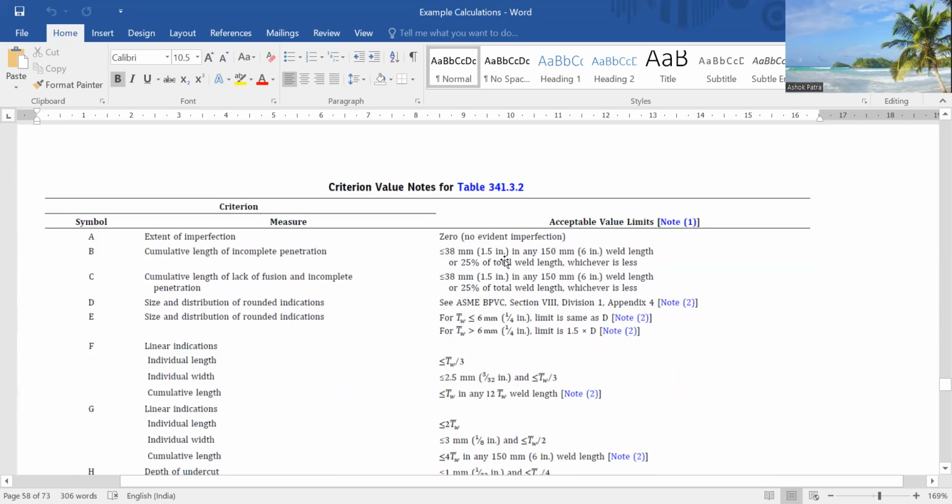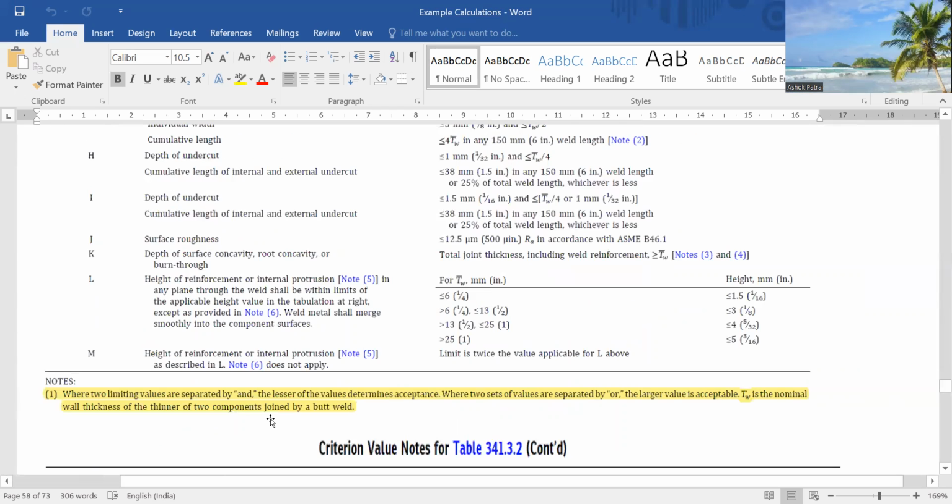A is the extent of imperfection, 0: no evident imperfection. B, cumulative length of incomplete penetration less than or equal to 38 mm, 1.5 inch, sorry, in any 150 mm, 6 inch weld length, or 25% of the total weld length, whichever is less. Like that A, B, C, D, E, F, G, H. Where two limiting values are separated by 'and', the lesser of the values determines the acceptance. Where two sets of values are separated by 'or', the larger value is acceptable.